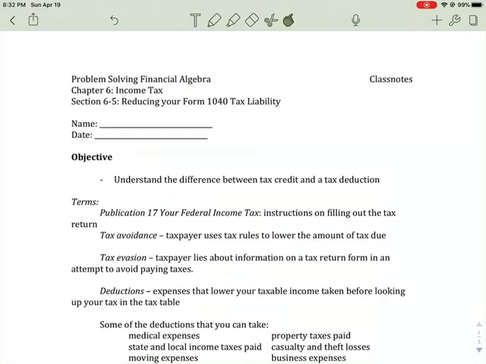Hi everyone. Today we're going to be looking at ways we can reduce our tax liability legally through forms and deductions and credits. We're going to start out with some terminology and basic ideas, and later on in a different video we're going to look at actually filling out the form, and that's going to take us a little bit of time.